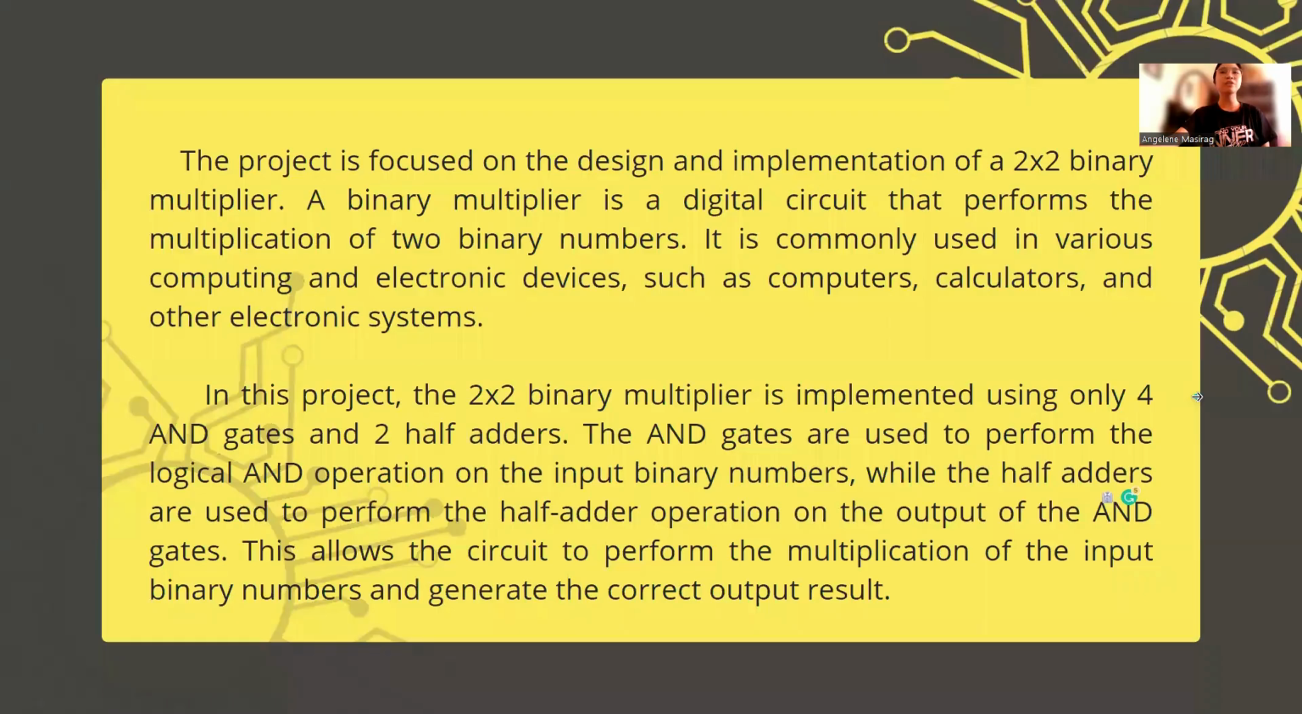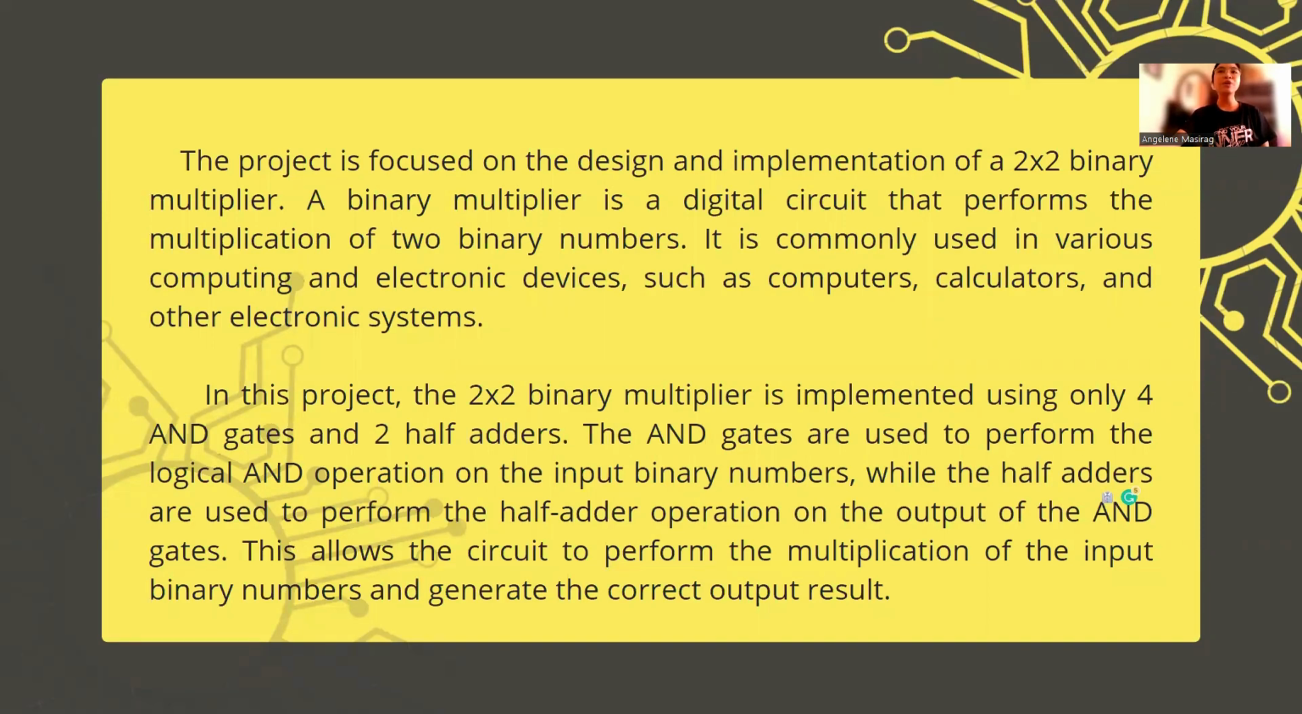So for the introduction, the project is focused on the design and implementation of a 2 by 2 binary multiplier. A binary multiplier is a digital circuit that performs the multiplication of two binary numbers. It is commonly used in various computing and electronic devices such as computers, calculators, and other electronic systems. In this project, the 2 by 2 binary multiplier is implemented using only four AND gates and two half adders.